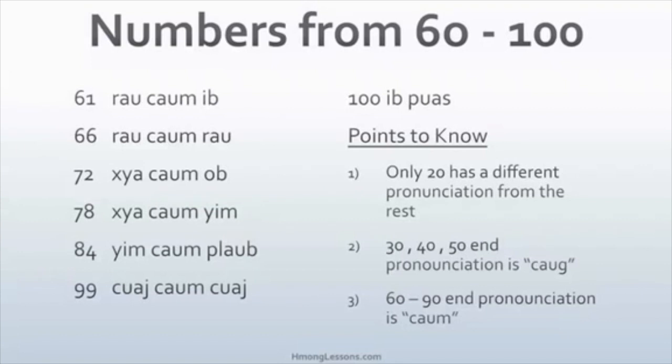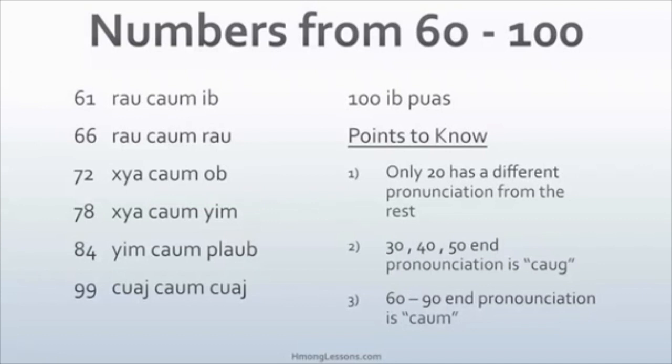80, remember 80 is yi jiao. So 84 is yi jiao blao. And 90 is zuo jiao. So 99 is zuo jiao zuo. And 100 is different from all of them, it is yi bo. Okay? Yi bo.